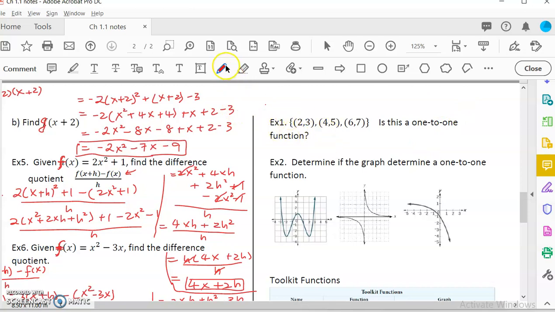So let's do this example. So I have an ordered pairs list. You can think of it as a table, x, y, where you have 2 is related to 3, 4 is related to 5, and 6 is related to 7. Is this one-to-one? Yes, there is no sharing of y. Every different x would have a different y, so yes, right? So just check that. If it's a graph, how can I determine it's a one-to-one function?